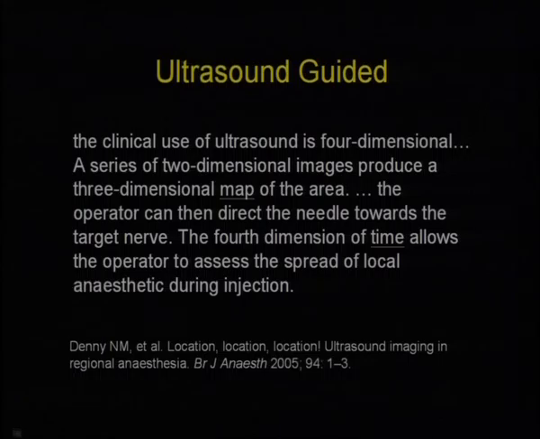Now, would ultrasound-guided regional anesthesia provide a solution? It is possible, actually. This is a recent editorial in the British Journal of Anaesthesia. It says the ultrasound is fourth dimensional. It provides a three-dimensional map of the area, and the operator can then direct the needle towards the target nerve. The fourth dimension of time allows the operator to assess the spread of local anesthetic during injection. So ultrasound-guided regional anesthesia provides a map and a time as well.